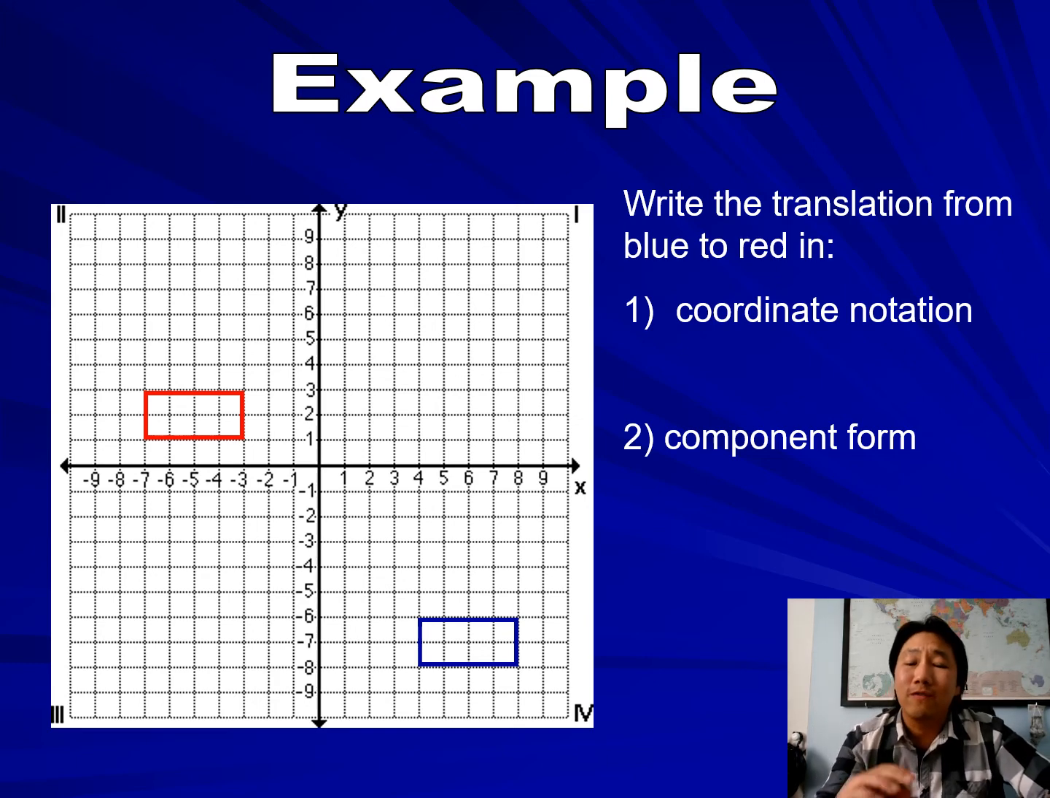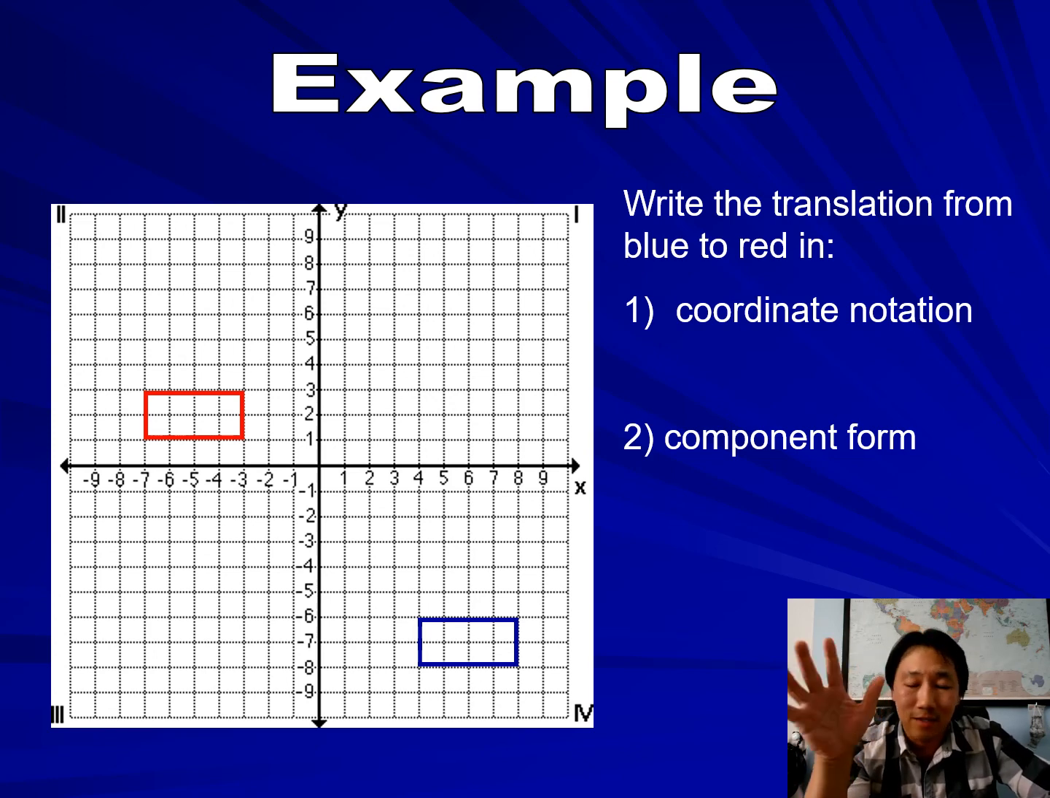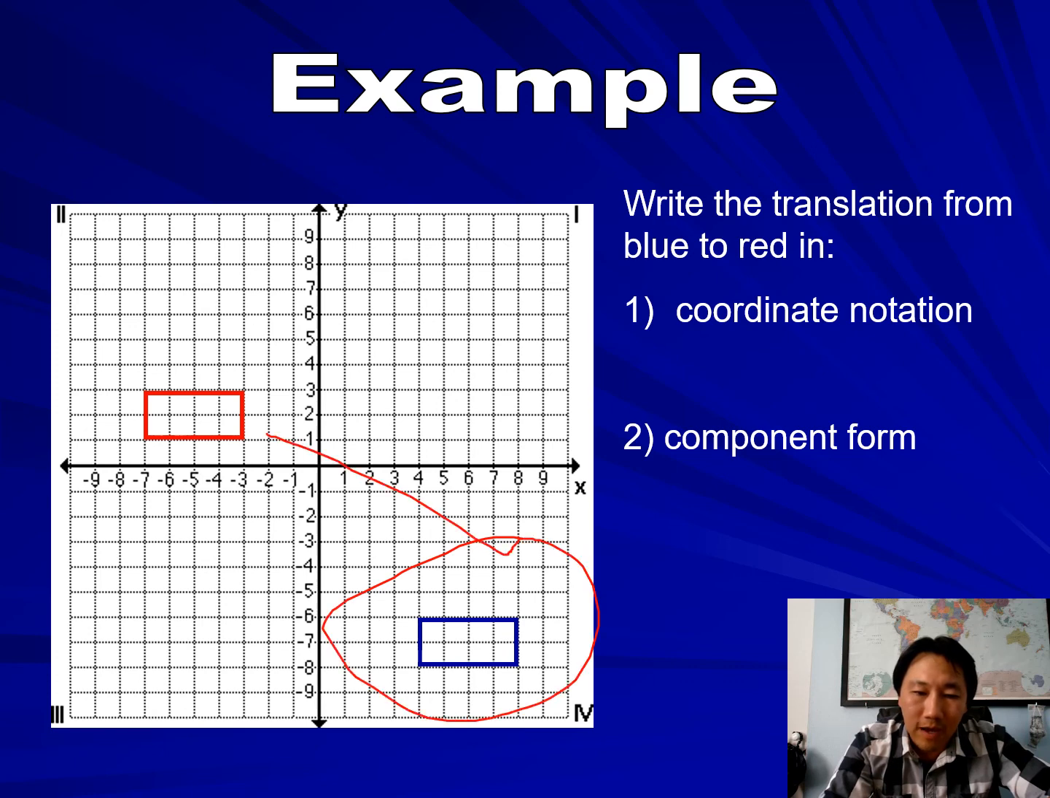The very important thing is you have to read the directions. Does it want you to go from red to blue or blue to red? That's important because on a test, if you go the wrong way, you're going to get the wrong answer. But in this case, it wants you to go from blue to red.